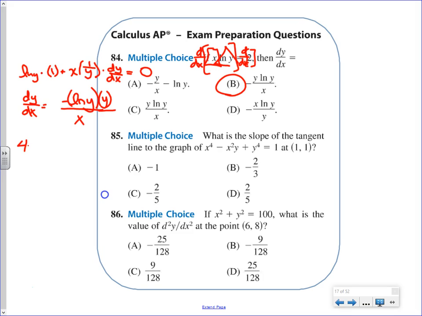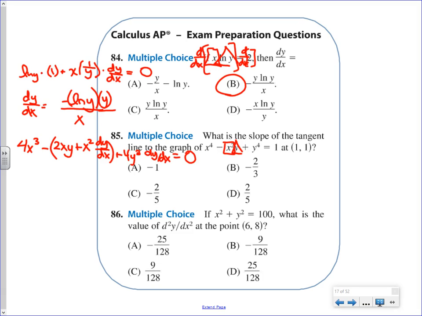So I'm going to take 4x cubed minus, how do I do the derivative of this puppy right here? I have it times. So I'll do second d first, which will be 2xy, plus first d second, which will be x squared dy dx, plus 4y cubed dy dx equals 0. Why 0, not 1? Derivative of both sides, and the derivative of a constant is 0.